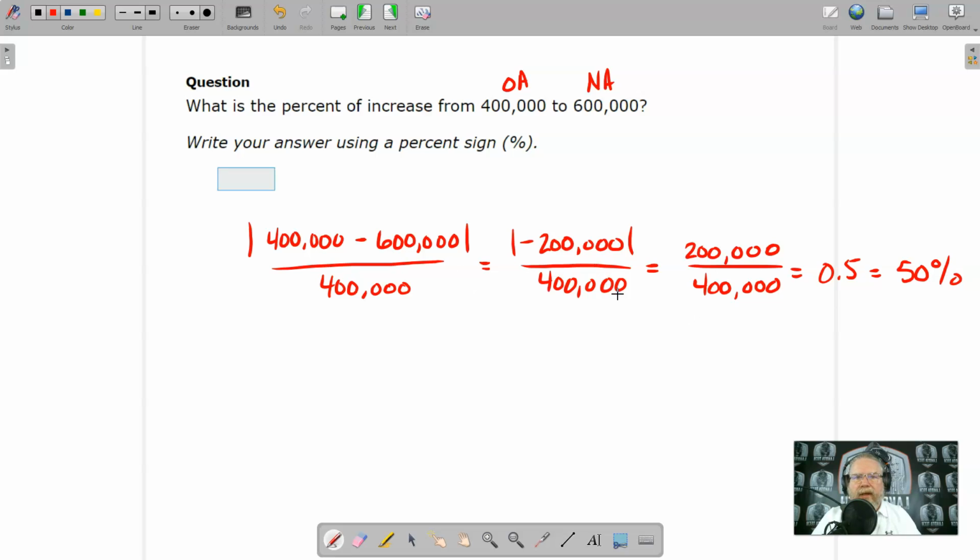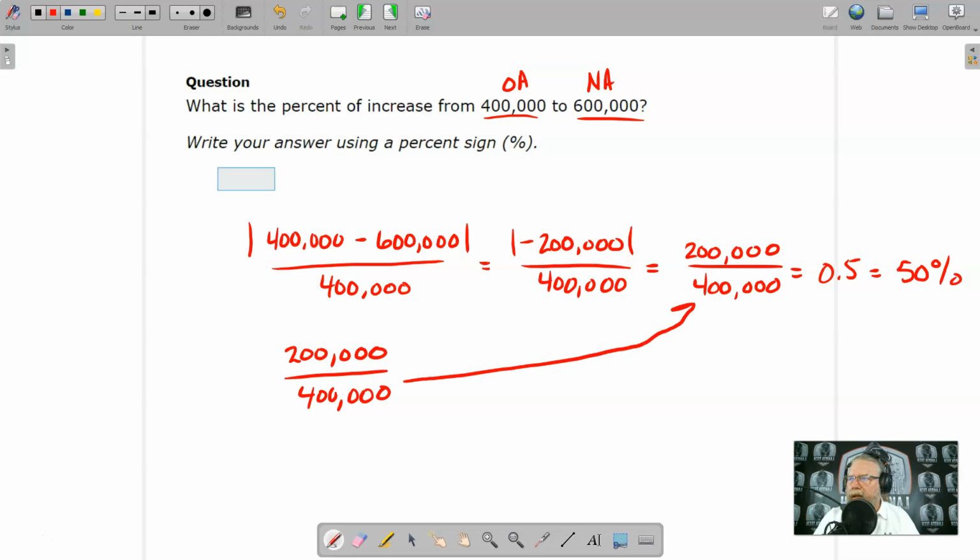Now, if you didn't want to deal with the absolute value concept, you'd realize, okay, which is the greater of the two numbers? 600,000 is greater than 400,000. So let's subtract the lesser value from the greater value, and we would have ended up with 200,000, and then divide by the original amount, 400,000. And now we're at the same spot, and we realize it would be 50%.